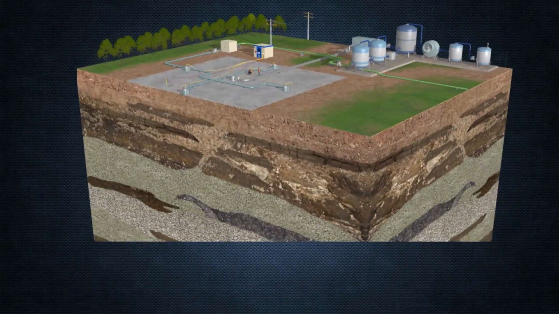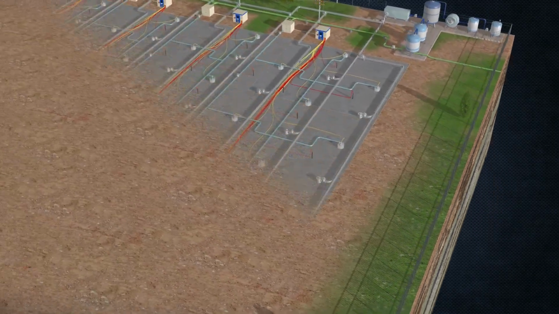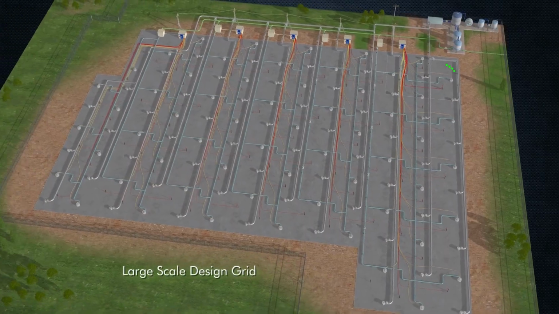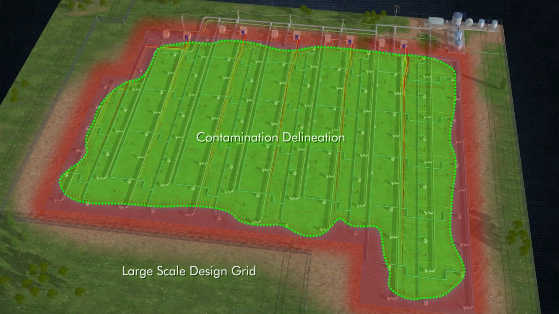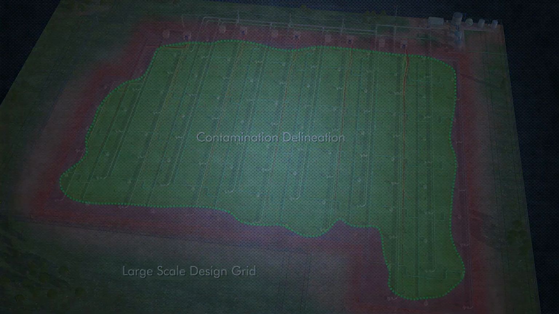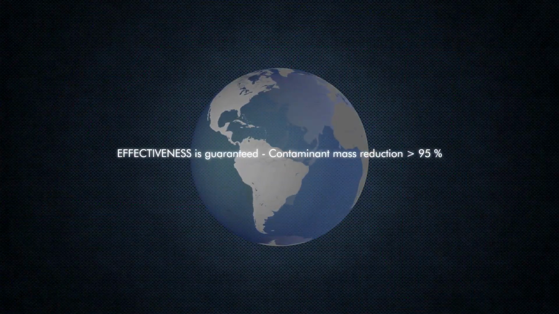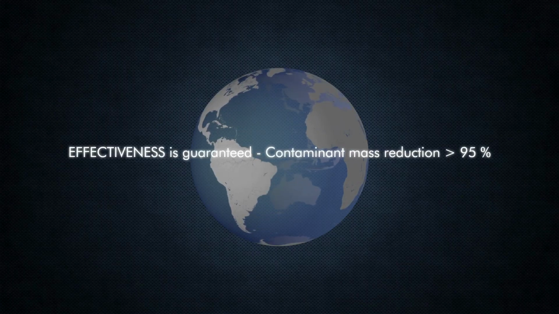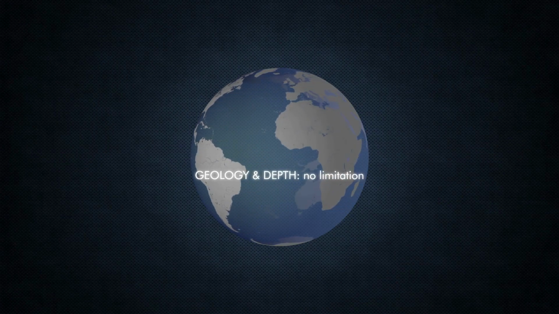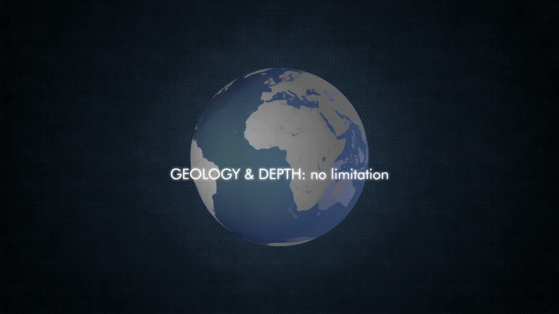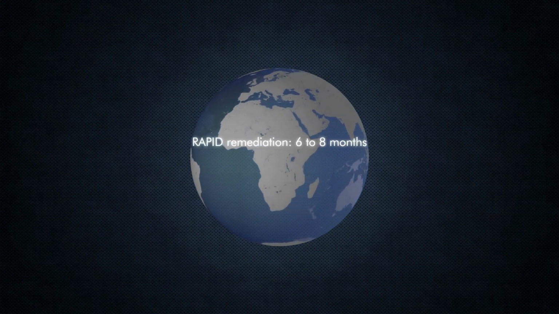No remediation project is too small or too big for our team. We have worked on the largest in-situ thermal remediation project in the world to small source zone reduction programs. Let the Electro-Thermal dynamic stripping process, our ET DSP technology, be the technology of choice for your thermal remediation needs.